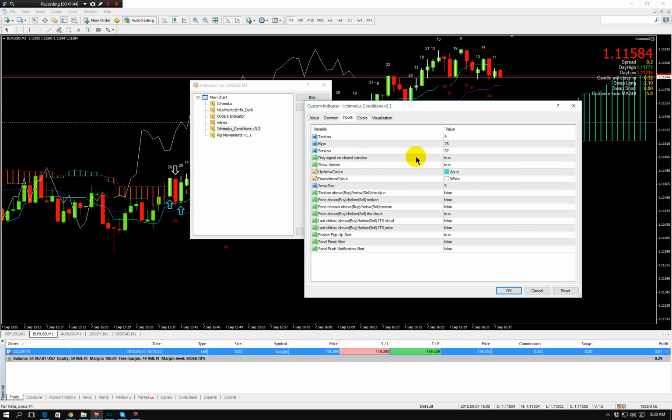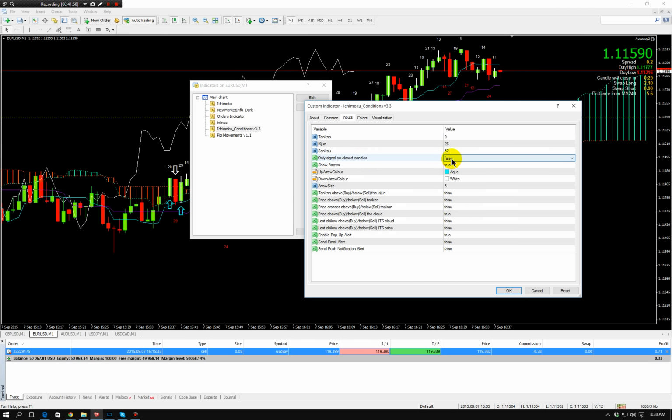Only signal on closed candles. If you're on the 15-minute time frame, you could actually put this to false, especially if you're on the 5 or 1. You want to know as soon as it comes out so you can get to it. If you're on the 1 hour, I keep it at true. 9:26:52, so it mimics what's on your screen. You can do whatever colors you want here. Arrow size, I have it as big as it'll go.